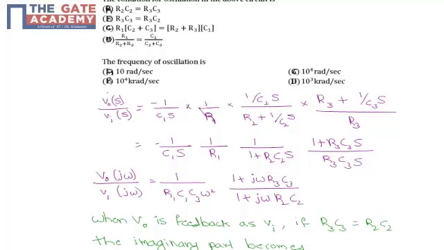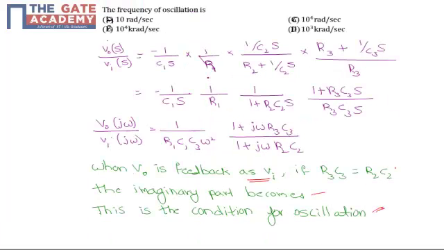Therefore, V0(jω) divided by Vi(jω) equals 1 divided by resistance R1 and capacitance C1 and capacitor C3 ω squared, multiplied with 1 plus jω R3 C3 by 1 plus jω R2 C2. Here when V0 is fed back as Vi, if R3 C3 is equal to R2 C2, the imaginary part becomes zero. This is the condition for the oscillation for the given circuit.